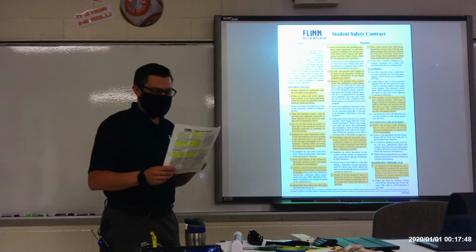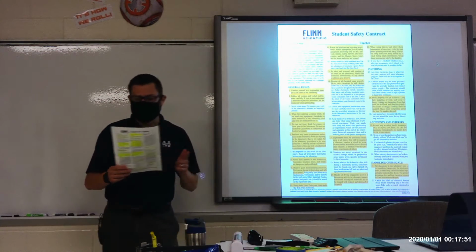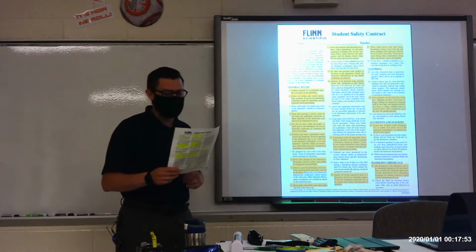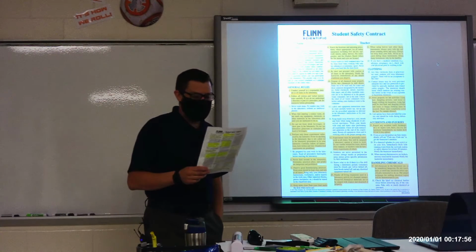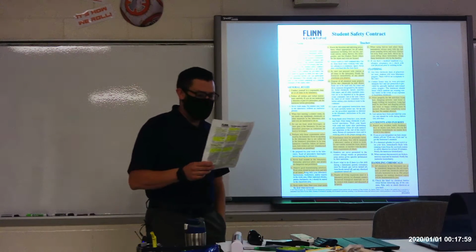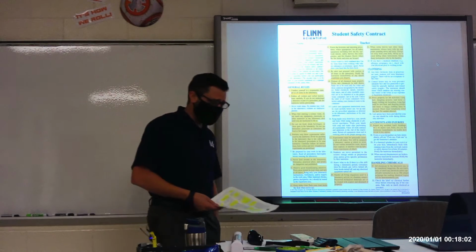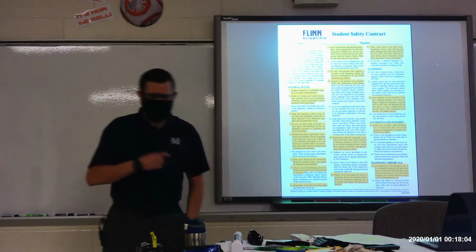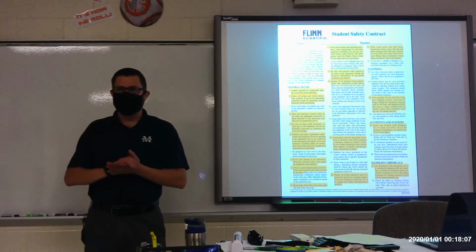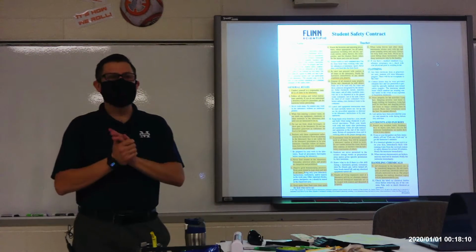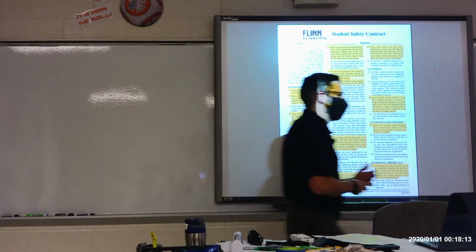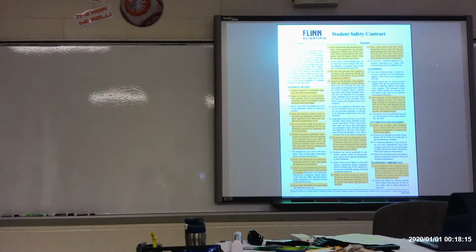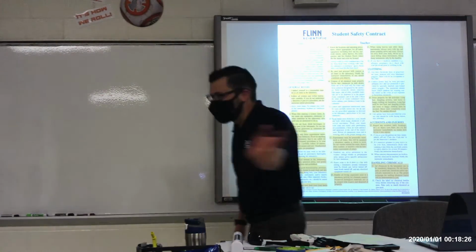Number 11, know the location and proper procedures where appropriate for all safety equipment, including first aid, eye wash station, safety shower, fire extinguisher, fire blanket. Know where the fire alarm and exits are located. We don't have much occasion in a biology class to use fire, but if by chance we are using fire, we do have a fire extinguisher located over here. If a fire breaks out, do not take it upon yourself to use the fire extinguisher, because if you don't know how to use it correctly, you could actually spread the fire.